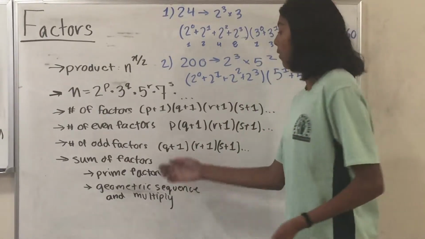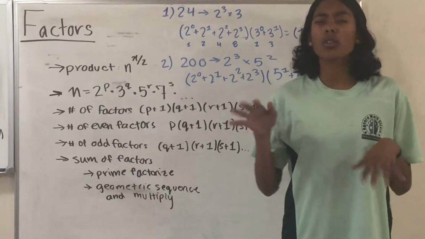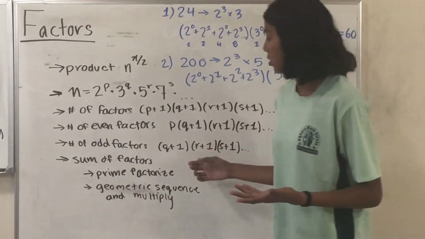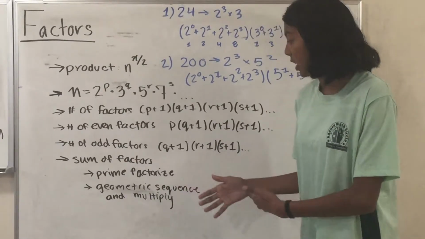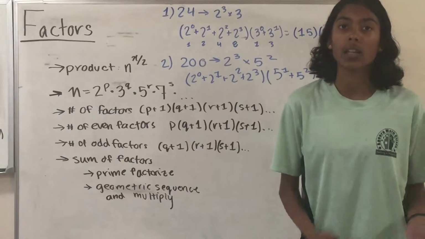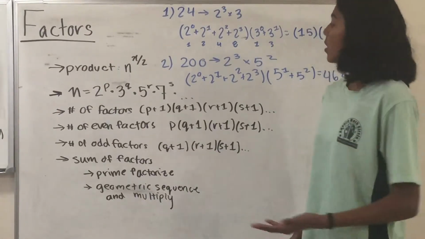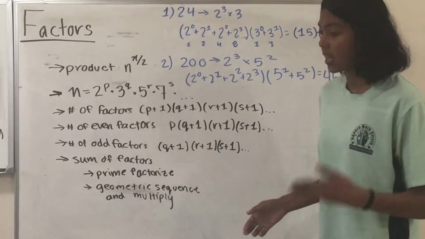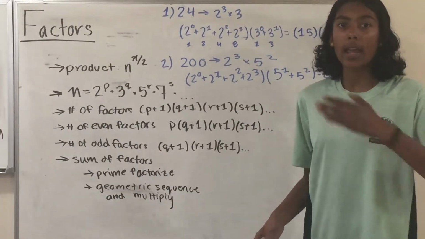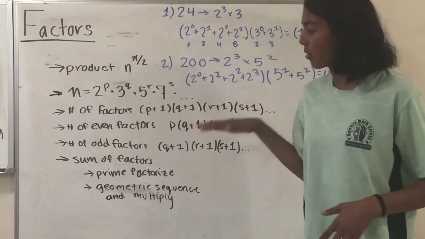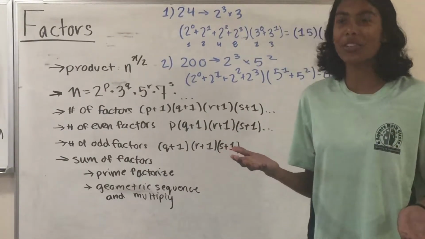So then we have the sum of all factors. To find the sum, it's a bit confusing, so I'm going to do some examples. First you're going to prime factorize, and then you're going to make a little geometric sequence, and then you're going to multiply. Basically, for this step, I'm going to find all the powers of each prime up to its exponent and add them up, and that's what I mean by geometric sequence. So let's just try an example because that's a bit confusing at first.